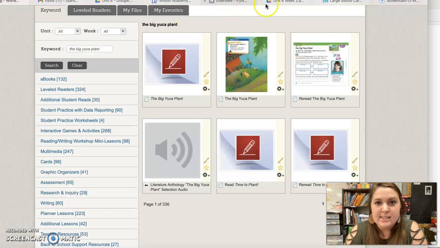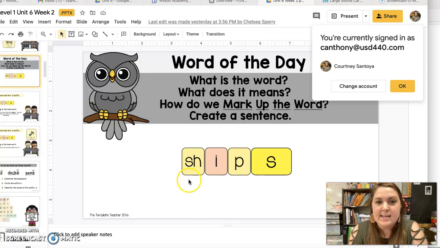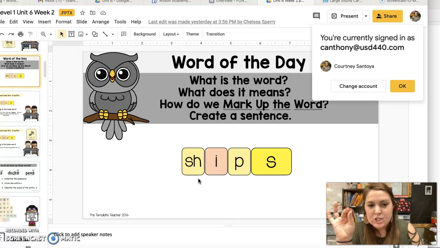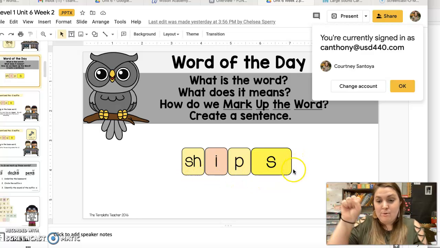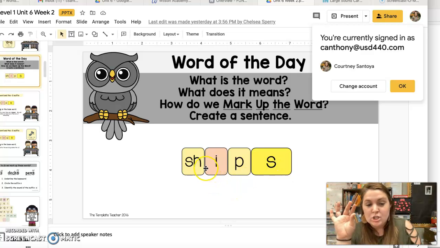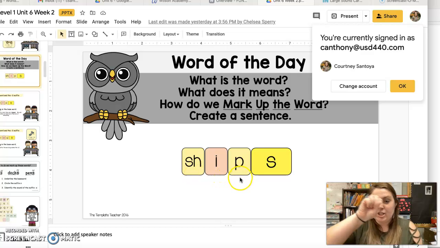All right, the next thing that we're going to look at is our word of the day. Let's tap it out and figure out what our word is. Get your hands ready. Sh, ip, ship, ships. And remember, for our suffix S, it's in a fist and it goes behind our back. All right, let's tap it one more time. Sh, ip, ship, ships.